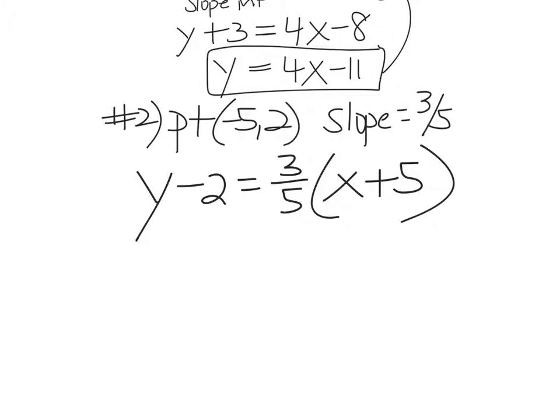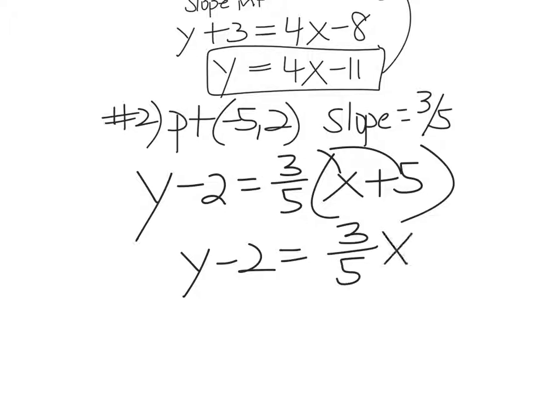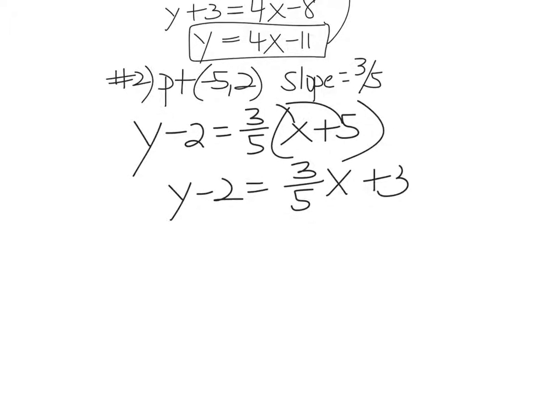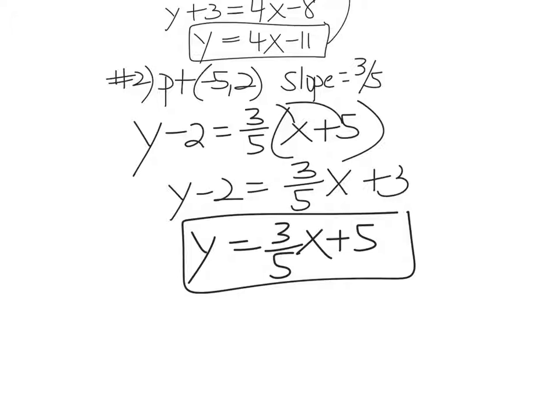Me too. All right, so let's get this into slope-intercept form. Let's distribute the 3/5. It's actually going to turn out pretty nice. So we have 3/5 x, and what's 3/5 times 5? 3. That was fast. And then finally, add 2 to the other side. y equals 3/5 x plus 5. That's it. Very good.